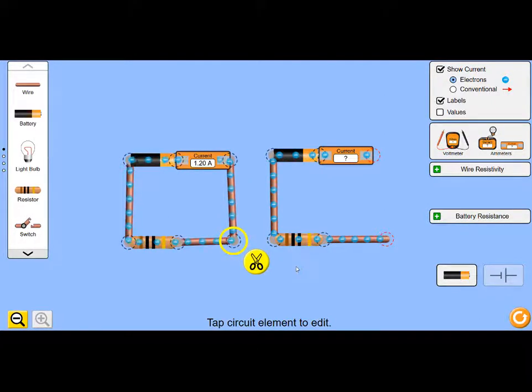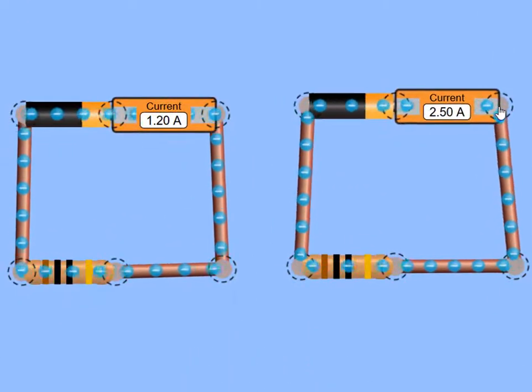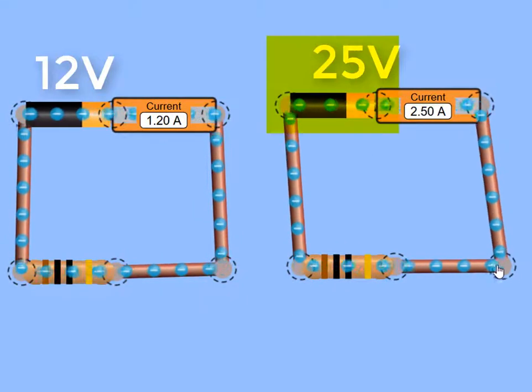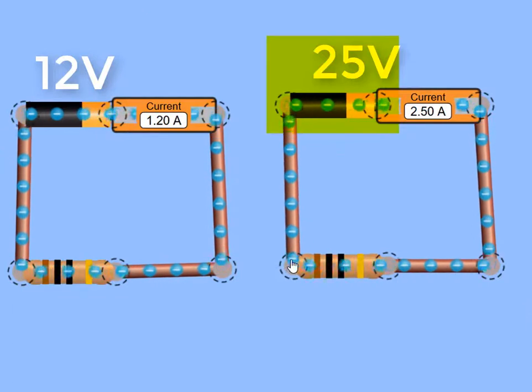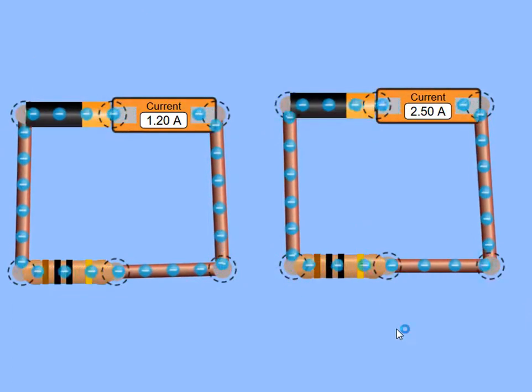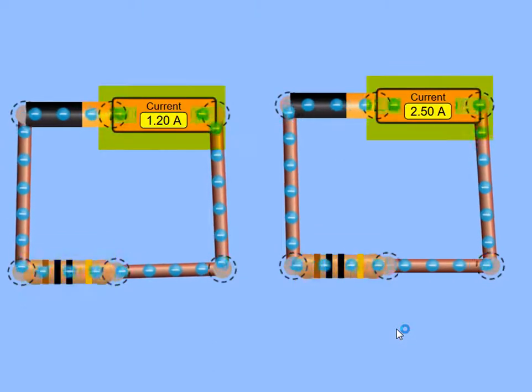When I close the second circuit, how will its current strength compare to the first? Can you see it's higher? Why? Because we have a higher value of the battery's voltage. So the battery is pushing harder in the second circuit. And then we are going to change the resistance of the resistors. And as we do so, we're going to measure the current strength.